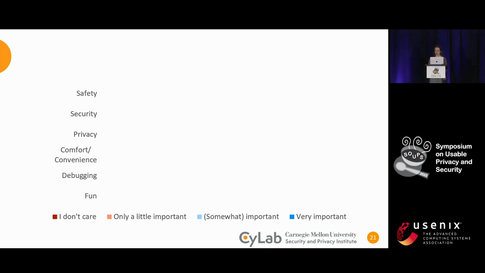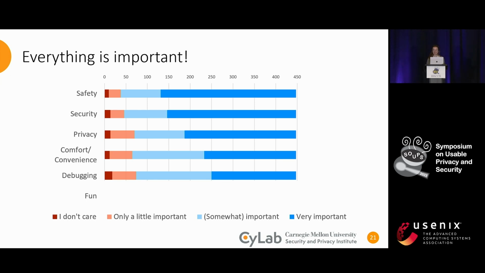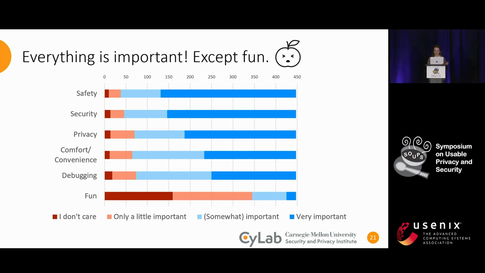And as you can see from all of the blue, our participants found just about everything important. They said safety and security was slightly more important than privacy, comfort, and convenience in debugging. But these results are interesting to us because it indicates that our users might be interested in a variety of tools. And also, interestingly, our participants do not think that goals relating to having fun are all that important. So we got some very serious participants here.